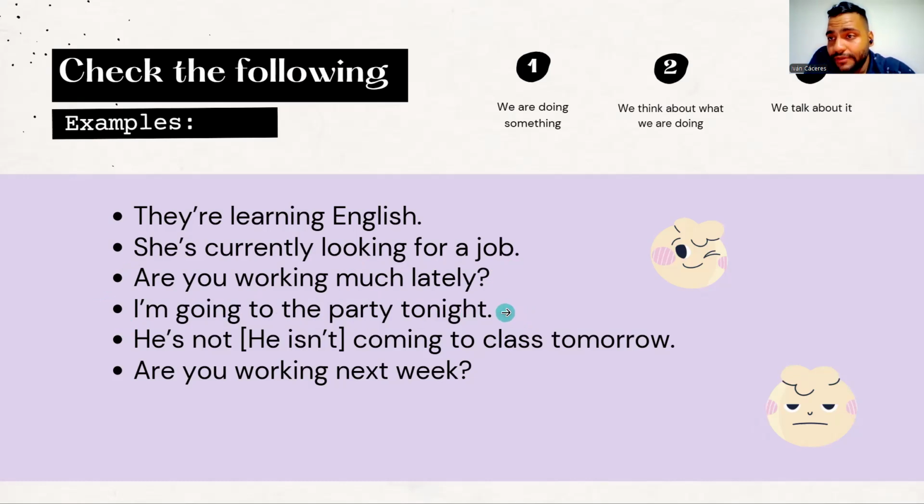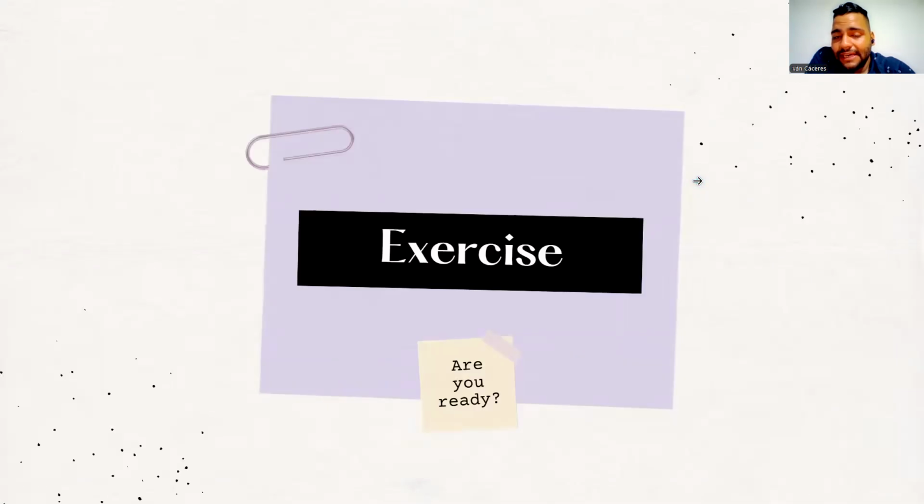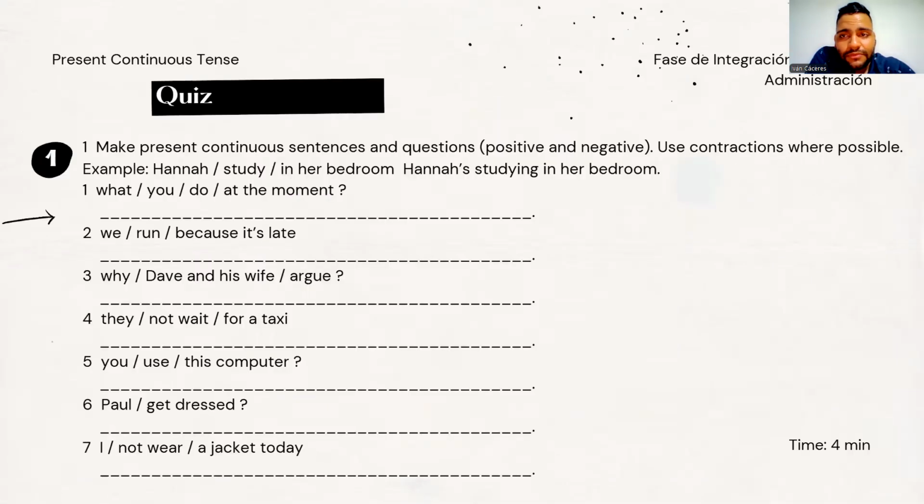This would be a future, right? Would be an immediate future. He's not, or he isn't, coming to class tomorrow. He's not coming to class tomorrow. This is also an immediate future. And the last one is, are you working next week? Are you working next week? That is also future.